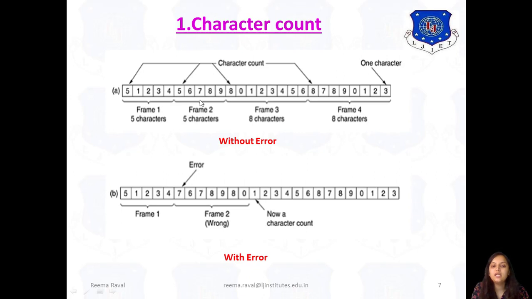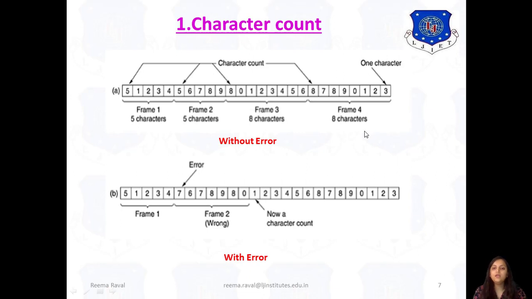Okay. Similarly, in frame 2, the first field is 5. That means it indicates that the entire frame has 5 slots. Similarly, the next frame 3 has 8 characters because the first field indicates the number 8, which indicates the character count of 8 for that entire frame having 8 slots. Okay. Similarly, frame 4 also has 8 characters.